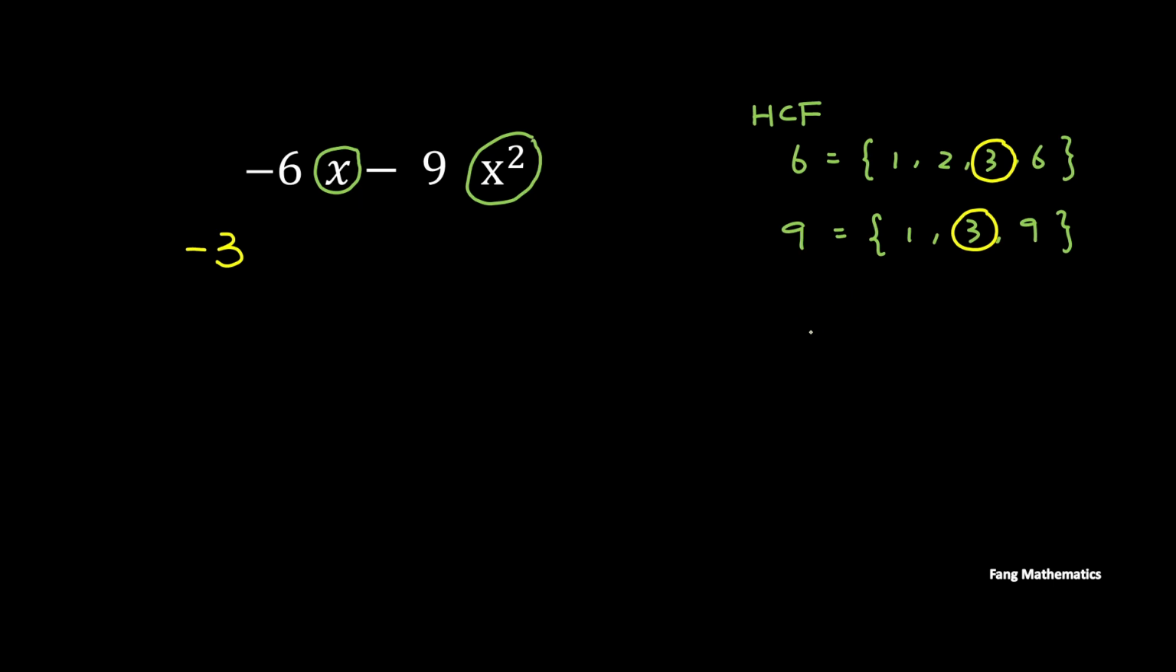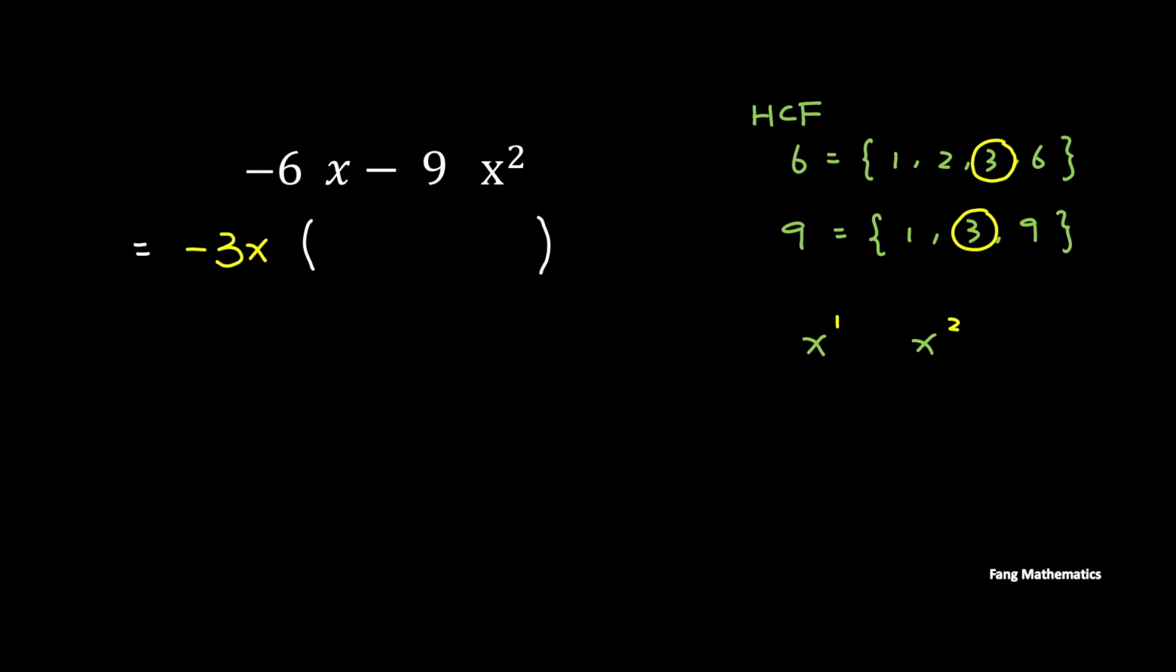So let's bring this out. So x and x squared. And looking at this x, to be specific, it is x to the power of 1. You are to choose the x that has the lower power. So x is the one that has the lower power. So we can factorize x out of each term. Minus 3x is the factor.